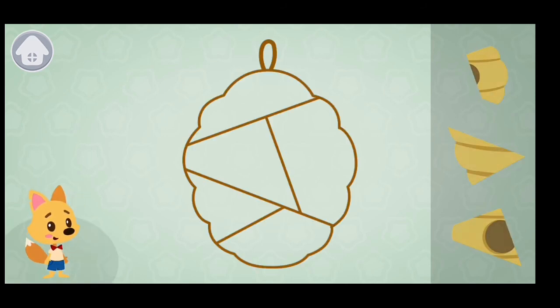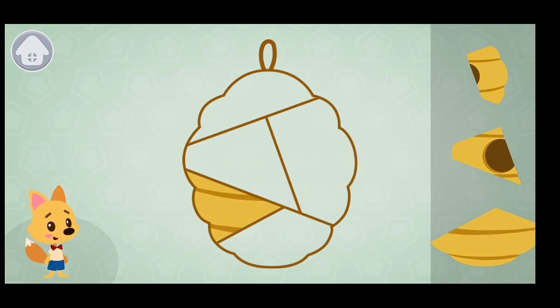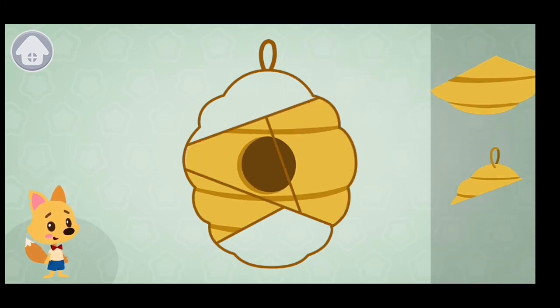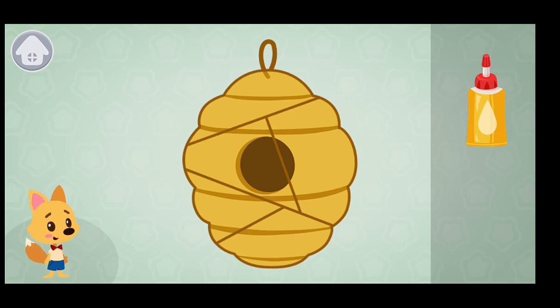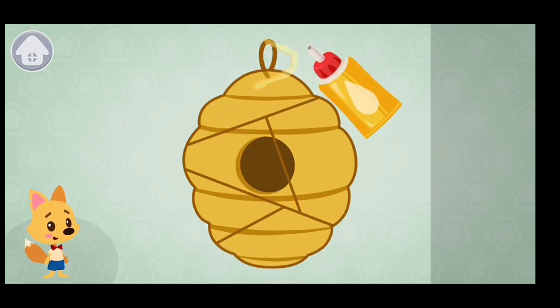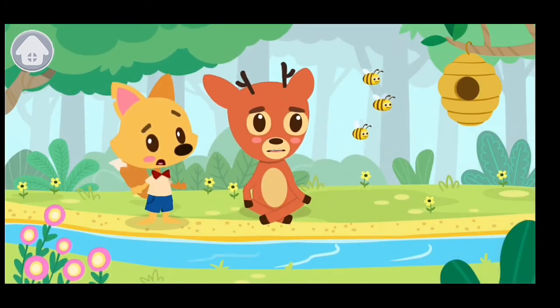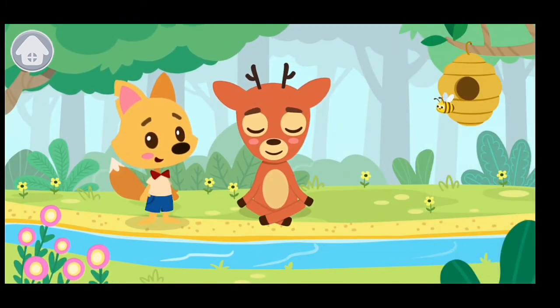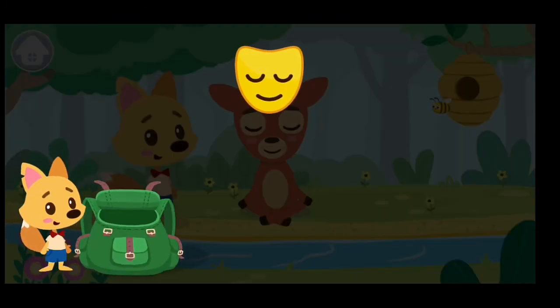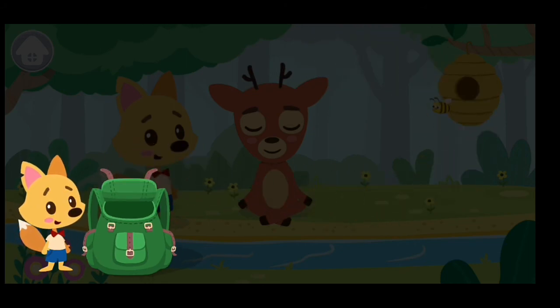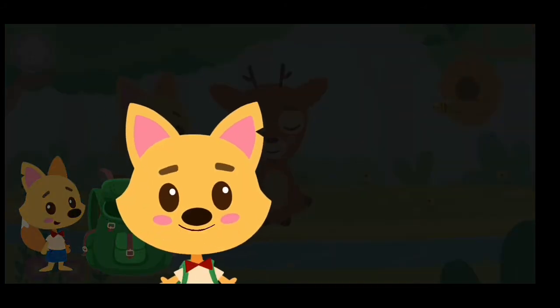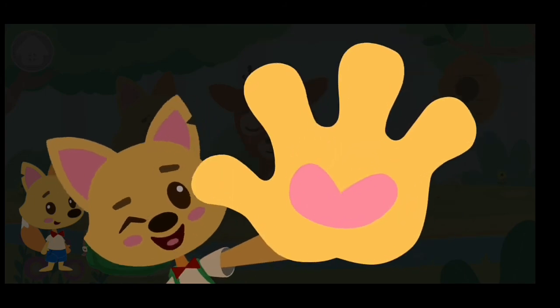It seems that the hive has fallen. The bees got very nervous and scared Deer. Let's help them glue the hive. Well done! Now the bees and Deer have calmed down. Now we have a calmness mask. Hide it in the backpack. Super! High five!